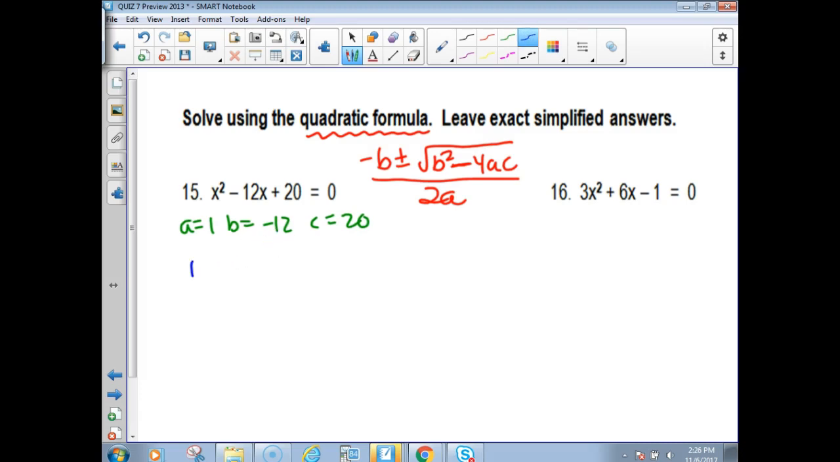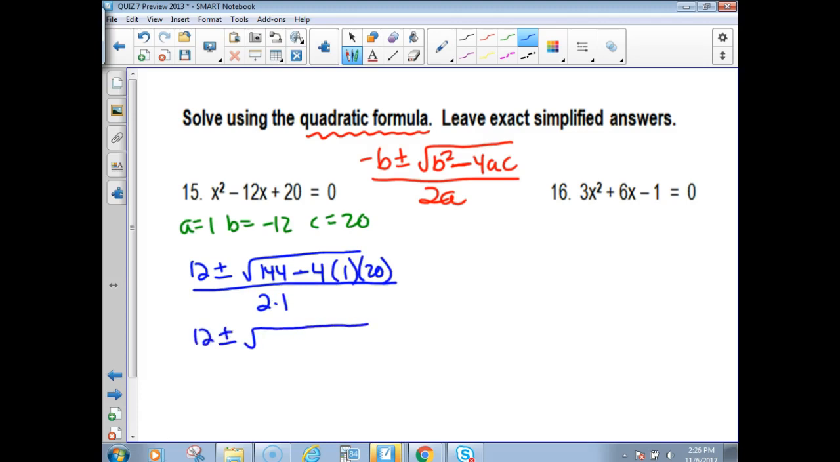The opposite of b would be 12, plus or minus the square root of b squared, which would be 144. Don't forget, this number will always be positive. You're squaring it, no matter what sign it is, it's going to be positive. Don't make that boo-boo of using the calculator and then it turns out negative because of how you typed it. Minus 4 times a, which is 1, times c, which is 20, all over 2 times a, which would be 2 times 1. That gives us 12 plus or minus the square root of 144 minus 80, which is 64.